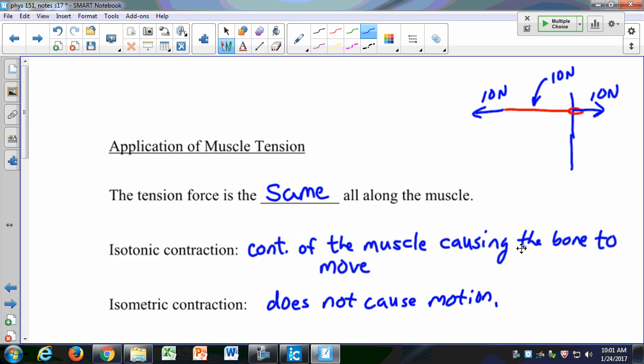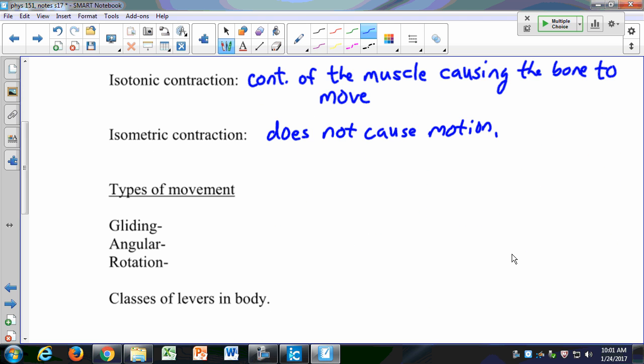Whereas, you know, this, I'm actually moving. The bones are moving. The object's moving. All right, so that would be an isotonic. Isotonic causes motion. Isometric does not cause motion.